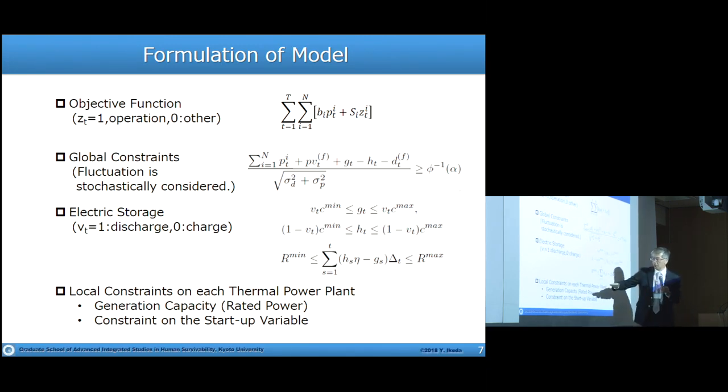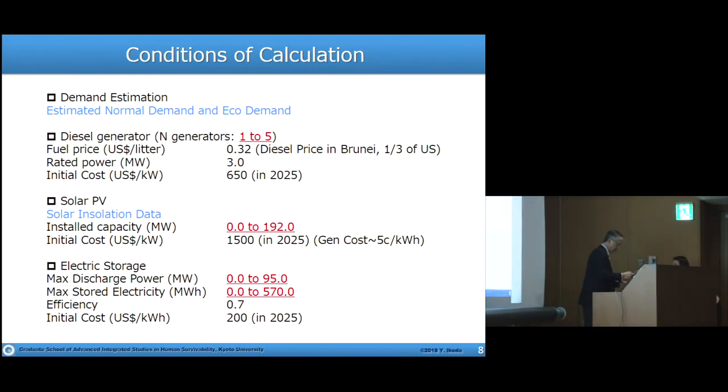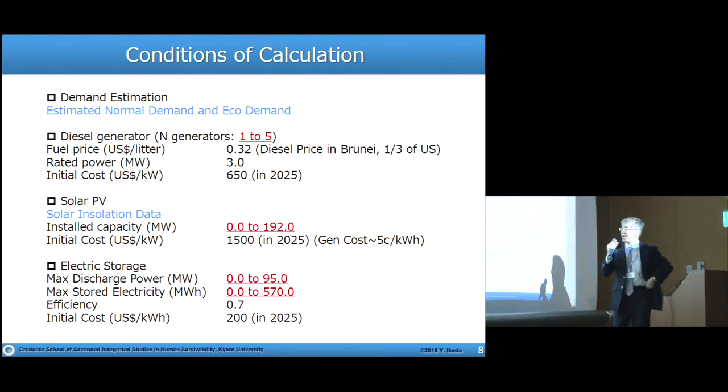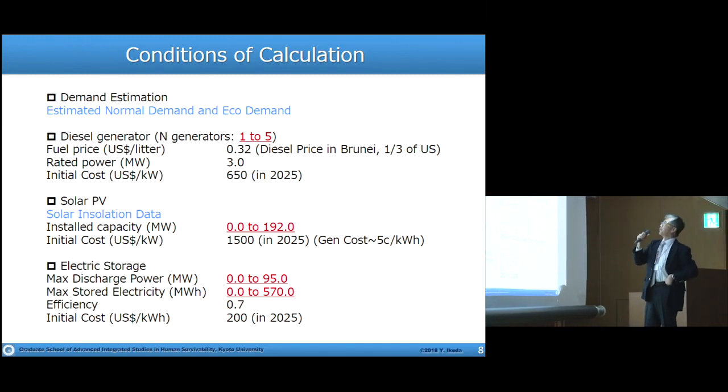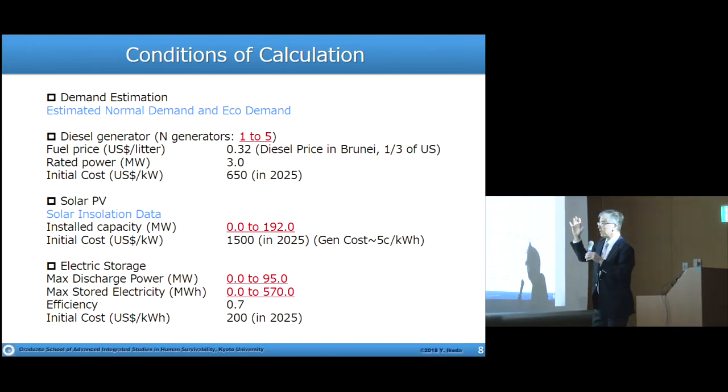We also have some additional local constraints for each thermal power plant. Anyway, for the given system, we can calculate the optimized operation for the thermal power plants. But in addition to this, we need to determine the power system.